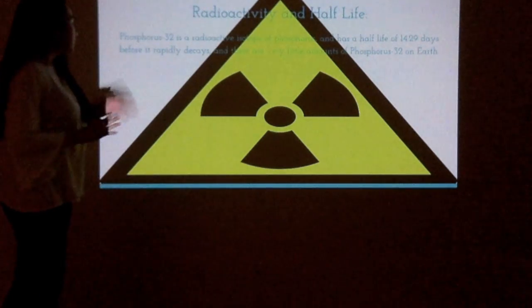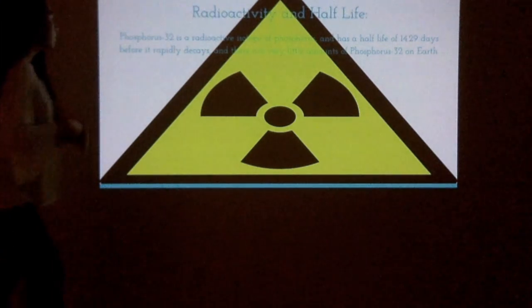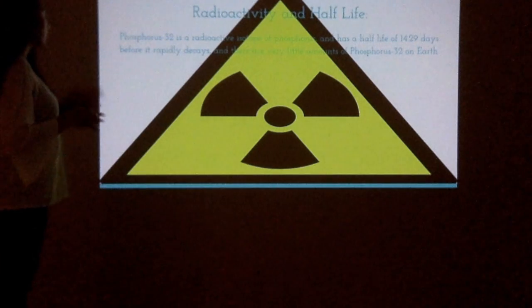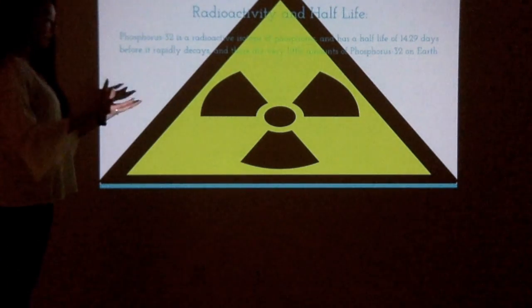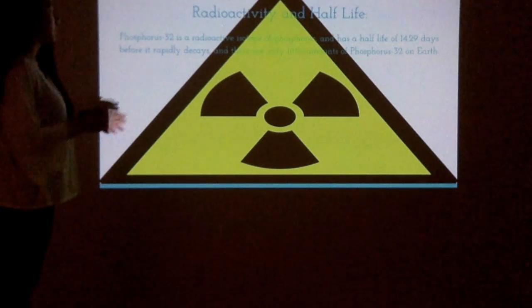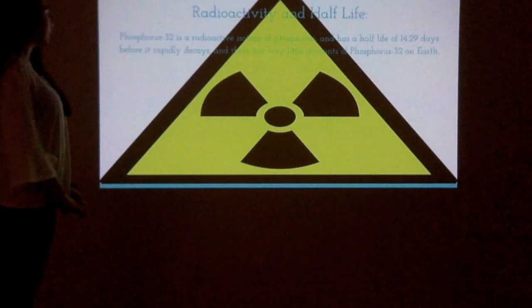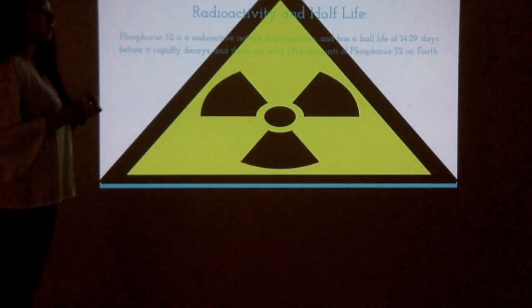All right, next is radioactivity and half-life. Phosphorus has a radioactive isotope, which is phosphorus-32, and that one is obviously radioactive, or I wouldn't be talking about it. It has a half-life of 14.29 days before it rapidly decays, and there are very little amounts of these on Earth.